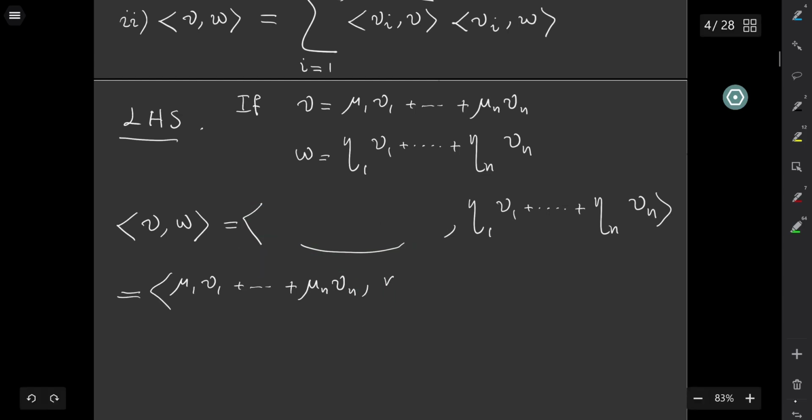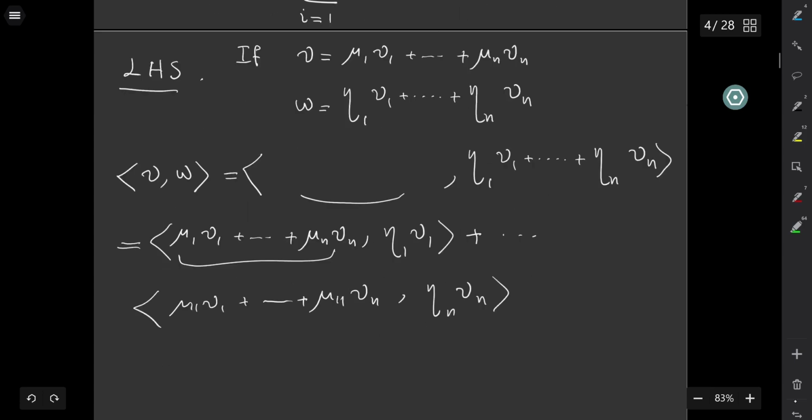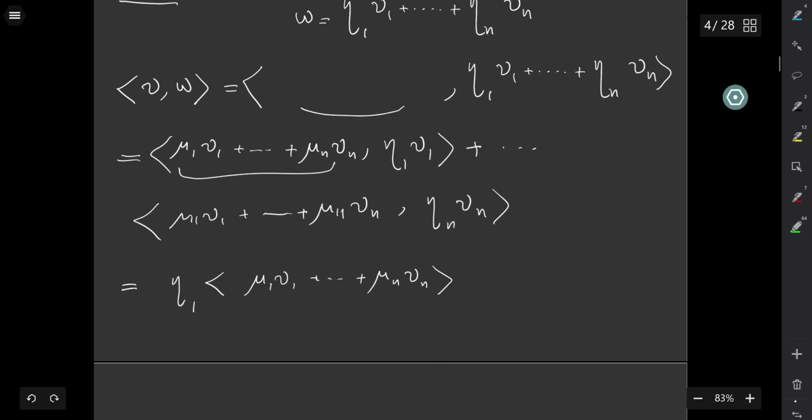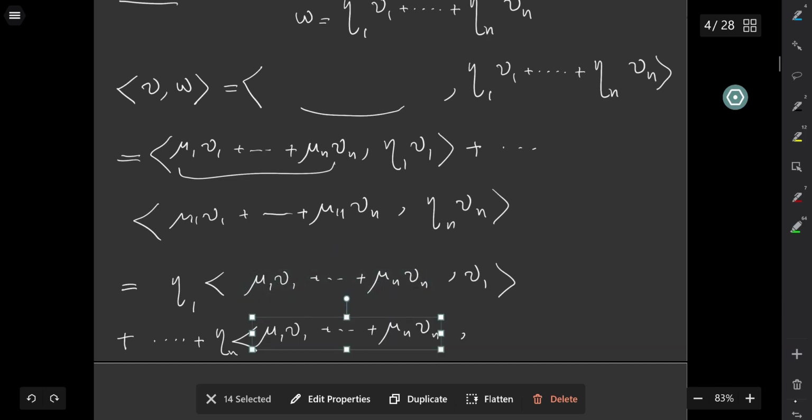And eta 1 v1 plus that expression that we have here, mu1 v1 plus mu n vn, times eta n vn. Okay, so if we expand this, it would give us mu 1 v1 plus mu n vn, the inner product with v1, plus eta n, the same thing, with vn.